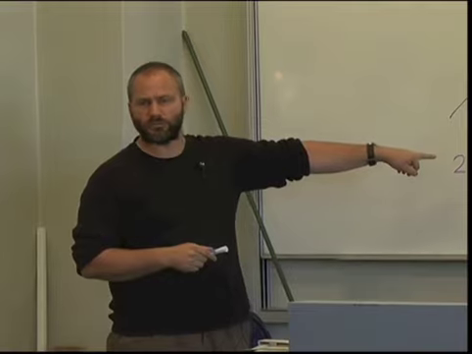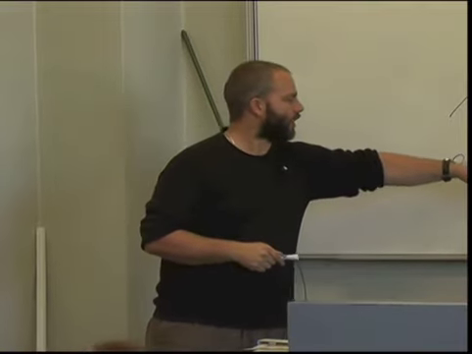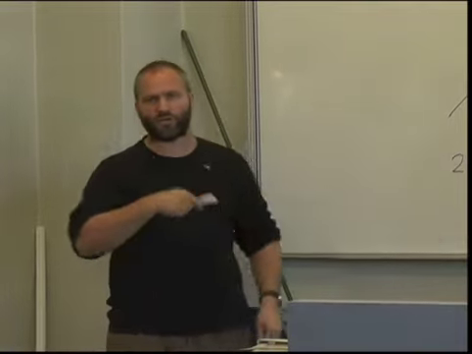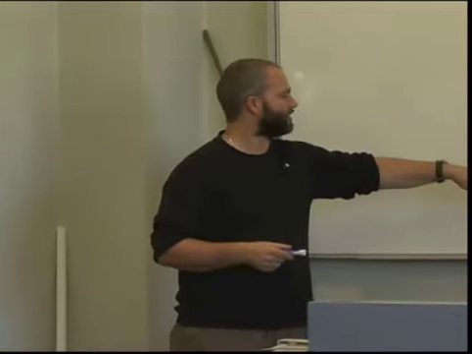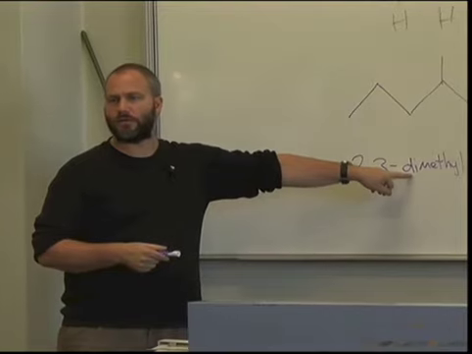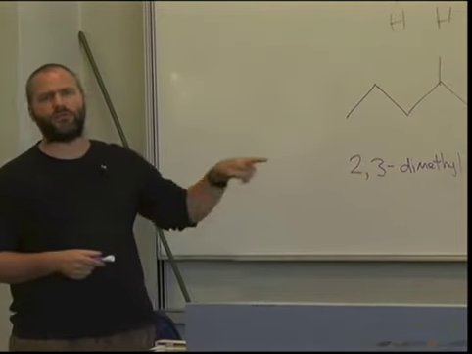So the numbers here specify which carbons they're attached to. And then you have dimethyl telling you that there's two methyl substituents. So the number of numbers here kind of has to match up with whatever you're putting here. You can't have 2,3-methyl cyclohexane.